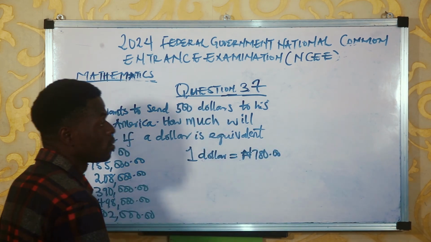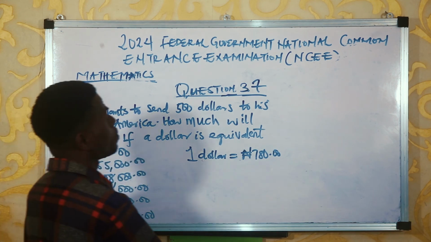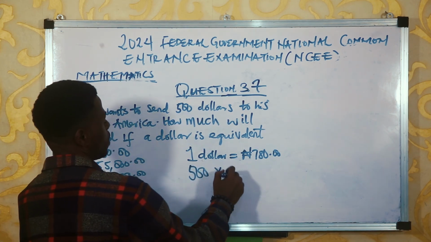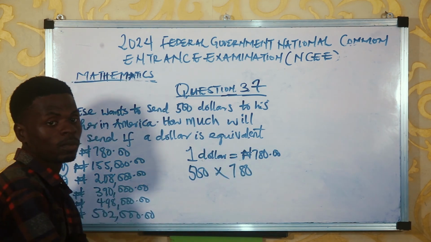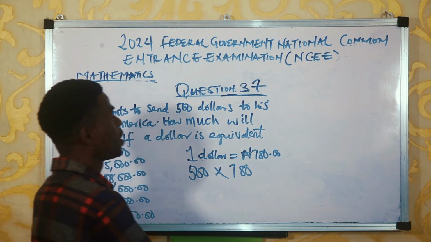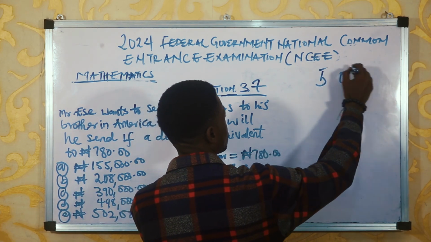So in this place, Mr. Eze wants to send $500. So definitely we are going to multiply $500 times 780. This will sum up the amount Mr. Eze wants to send to his brother in America. So let's multiply it here. We have $500 here and 780.